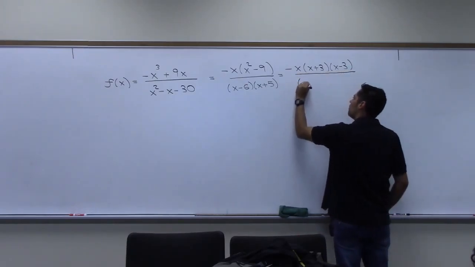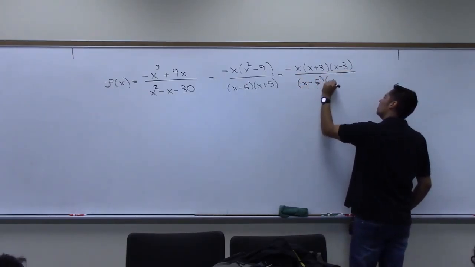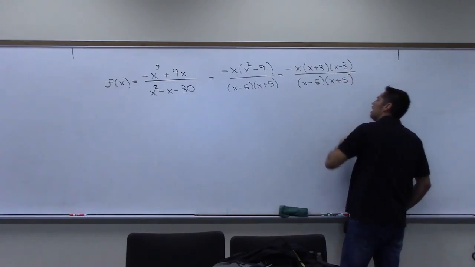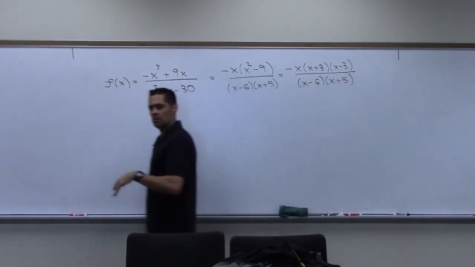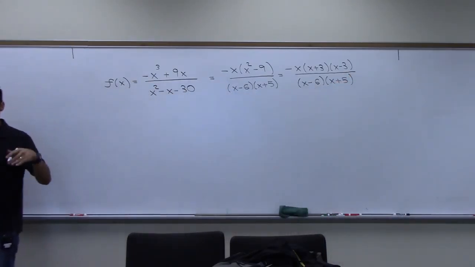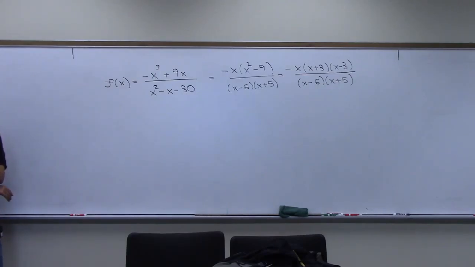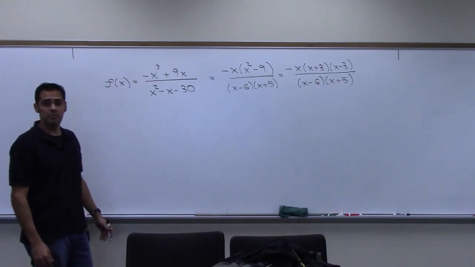What should I be looking for right now? If you can cancel anything. If I can, then I'm going to have what? A hole wherever that factor is equal to 0. Do I have any holes? No, no holes. So I can proceed.